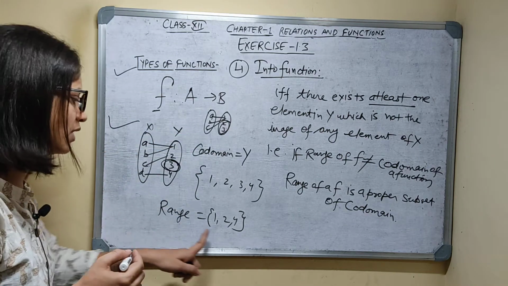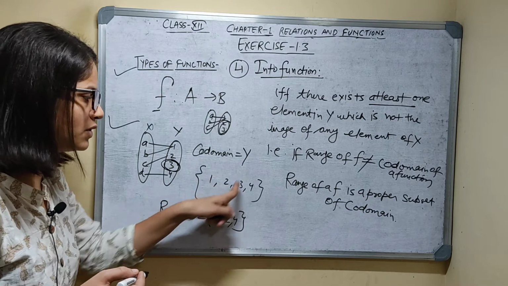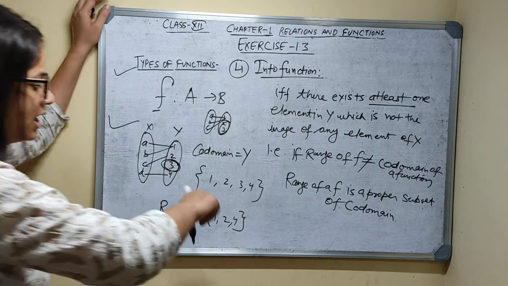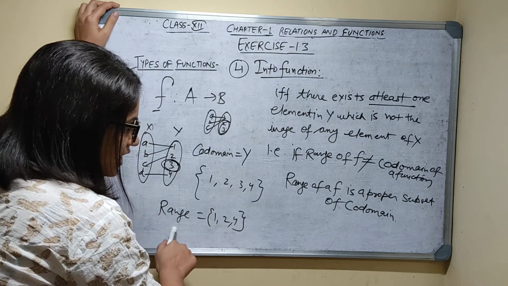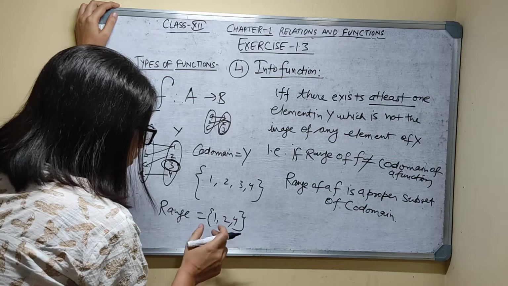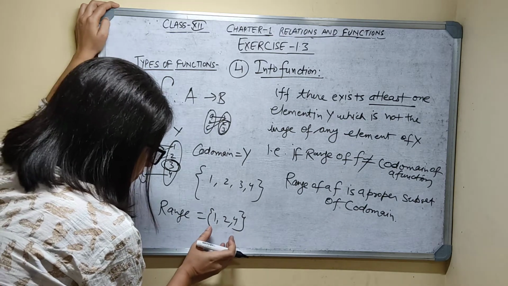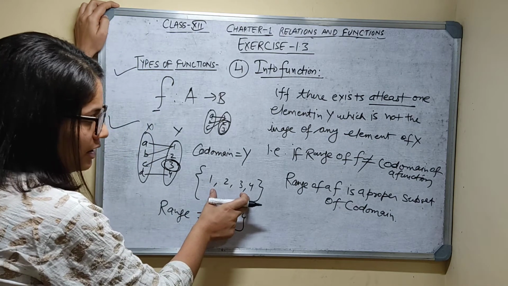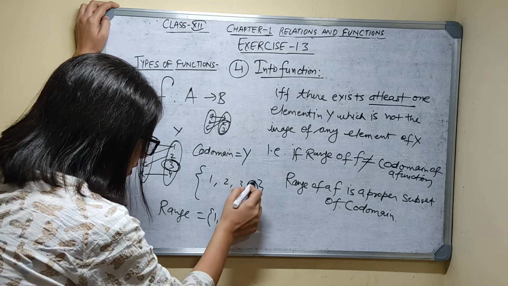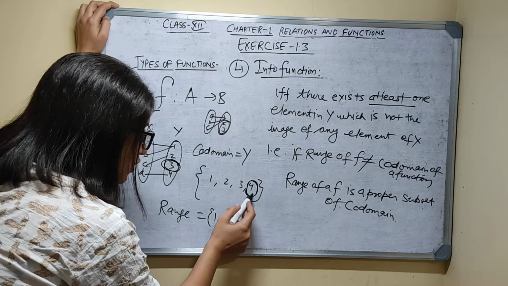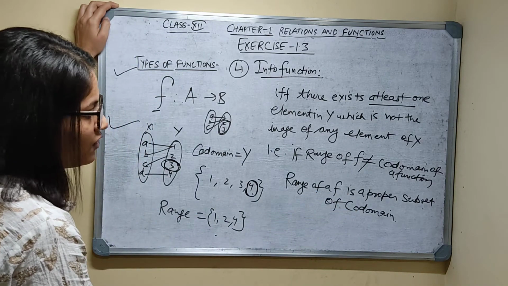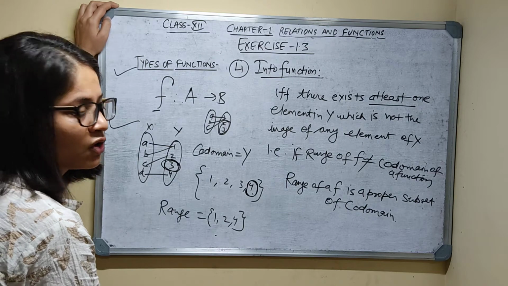Because here range what? 1, 2, 4. Codomain is equal to what? 1, 2, 3, 4. What is a proper subset? If this range is a proper subset of codomain, so range is what? 1, 2, 4. So all elements of range are present in codomain, but at least one element should be there in codomain which is not present in the range. That's why we say that the range of f is a proper subset of codomain.